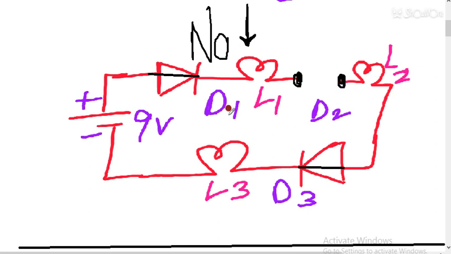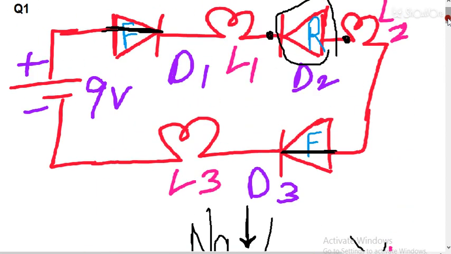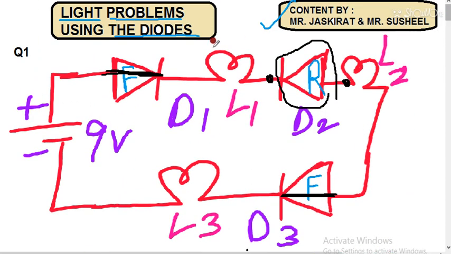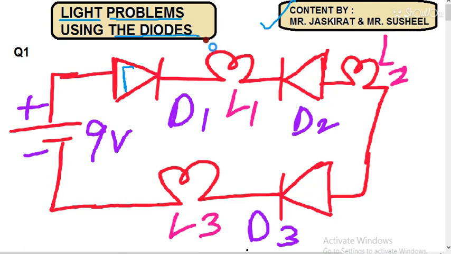So that means neither L1 will glow nor L2 will glow, neither L3 will glow. So none of the three lights will glow. So students, I am repeating the concept again. If you have listened to me, then it's good. I am repeating the concept again because it is the first question, so it may take some more time.